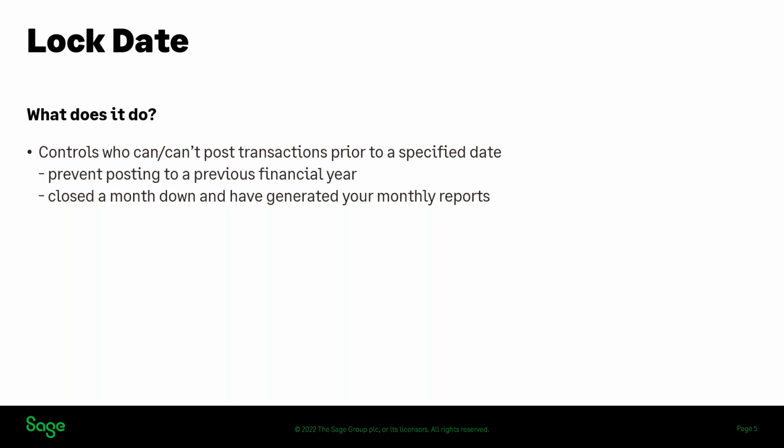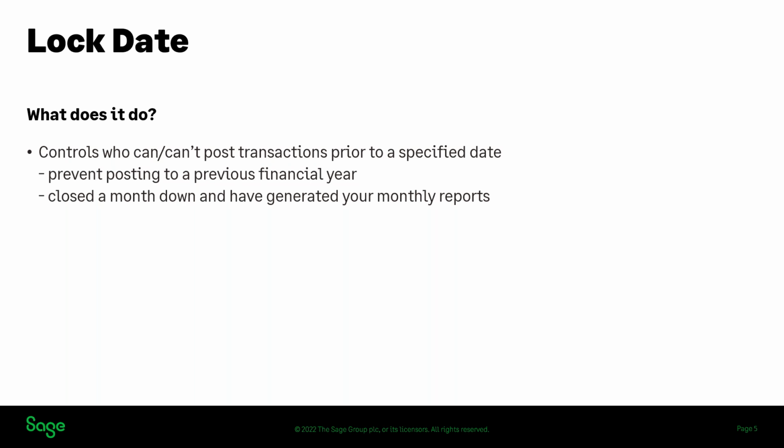Now, it doesn't necessarily stop you, but that's something we're going to come on to. So that's where you get an error or a warning. So you can control that, who is able to override the message and who can't. So it puts you in control of that.